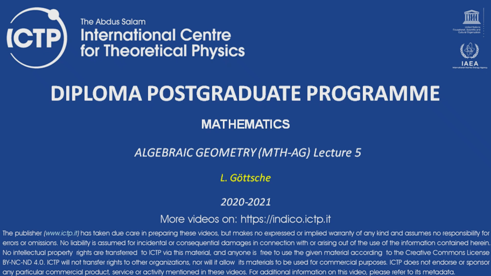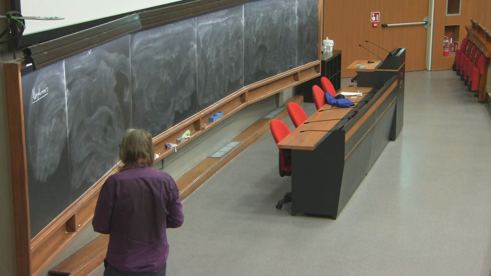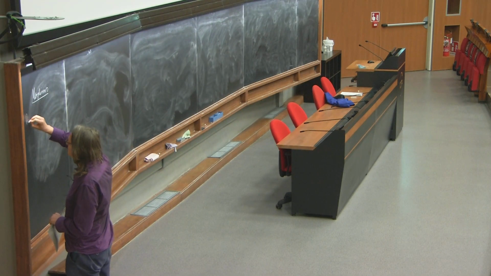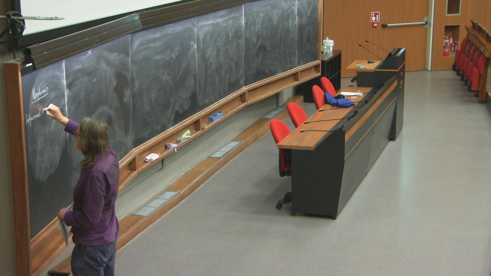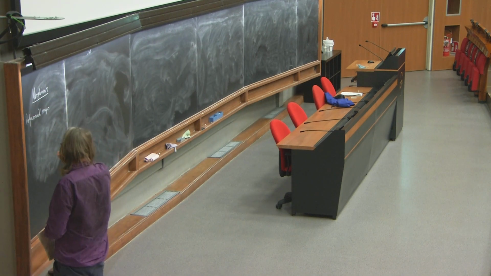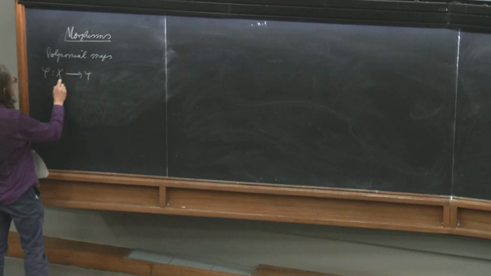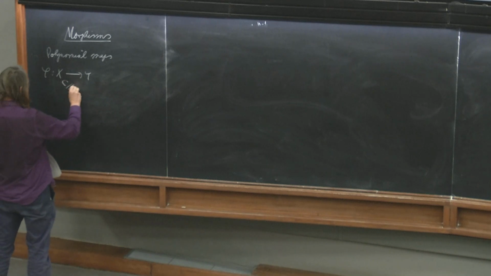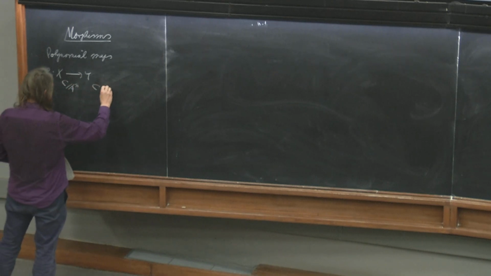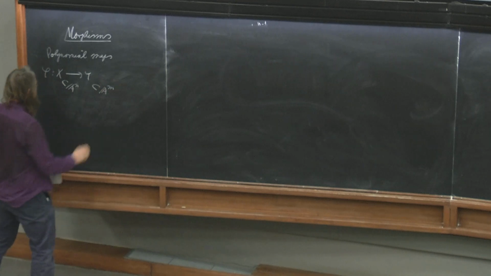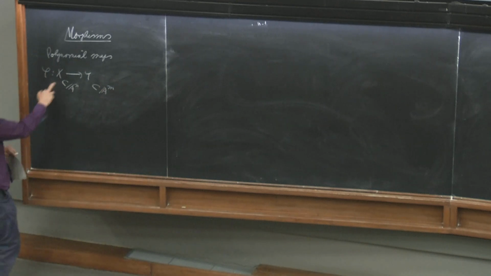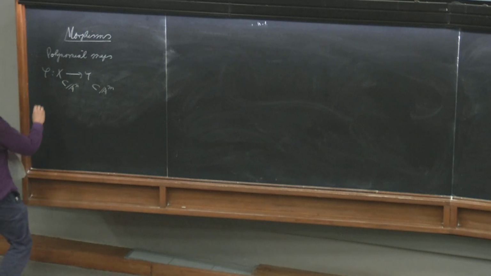Morphisms. I had introduced polynomial maps from X to Y, where X and Y are some affine algebraic sets, and polynomial map means that the coordinates are given by polynomials.